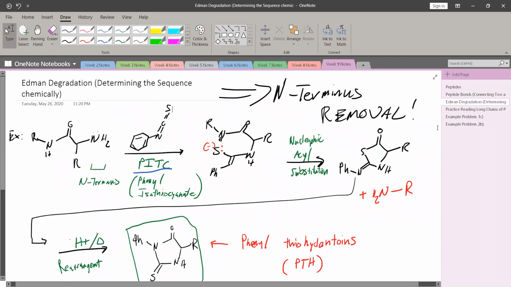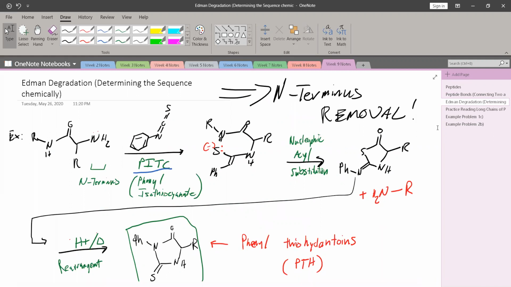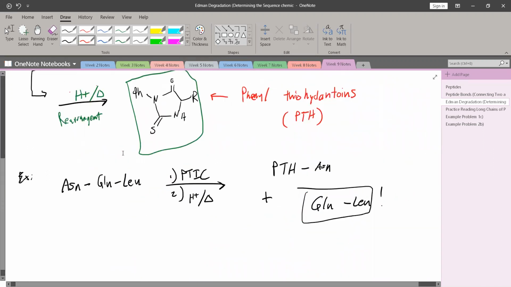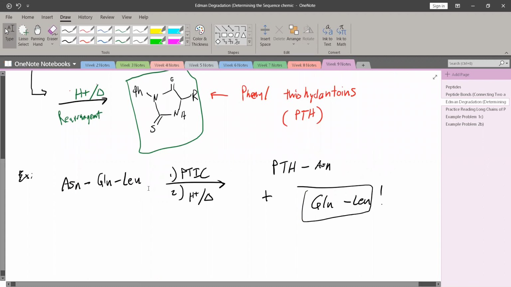Now, there is one specific reaction that you might need to know for this class. It's called the Edman degradation, and the point you should keep in mind about this entire mechanism is that it is an N-terminus removal, meaning that it removes amino acids one at a time starting from the N-terminus. What do I mean by that? Let's say we had some three-letter code right over here: asparagine, glutamine, and leucine.